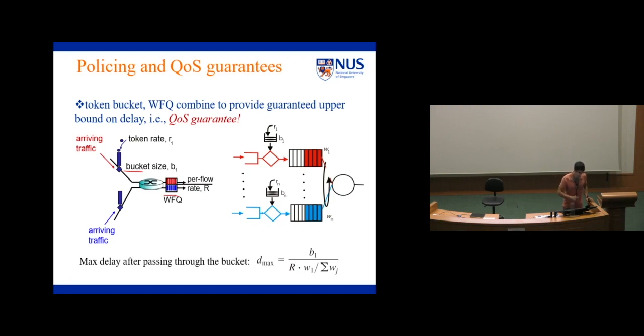Notice how the queue is on the right side of the router. The bucket is on the left side of the router, that is, before the router. I can guarantee the maximum delay a packet will experience while waiting for service in the queue, that is, after passing through the leaky bucket and the router. So that is the time it waits in here, while waiting in this weighted fair queue.